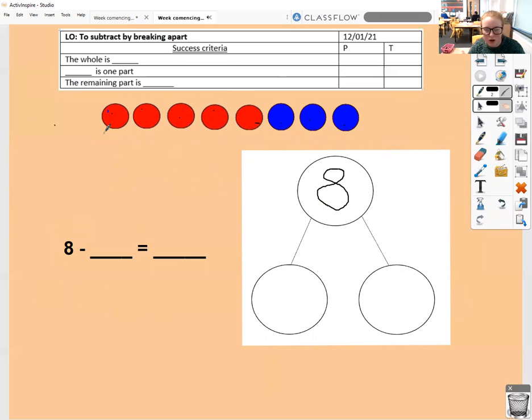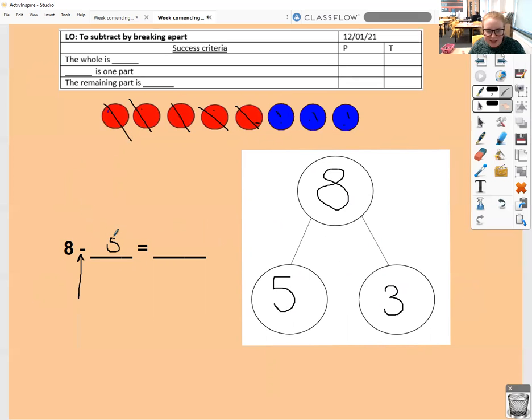So 8 is my whole. Subtract, this is our subtract symbol right here. 8 subtract, let's count them. 1, 2, 3, 4, 5. 8 subtract my first part, which is 5. 8 subtract 5 equals, what is my remaining part? How many are left? Let's have a look. 1, 2, 3. My remaining part is 3. So 8 subtract 5 equals my remaining part, which is 3.